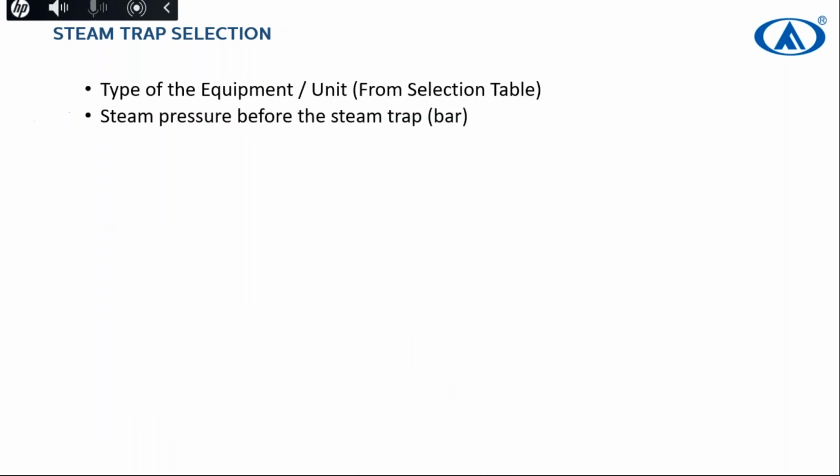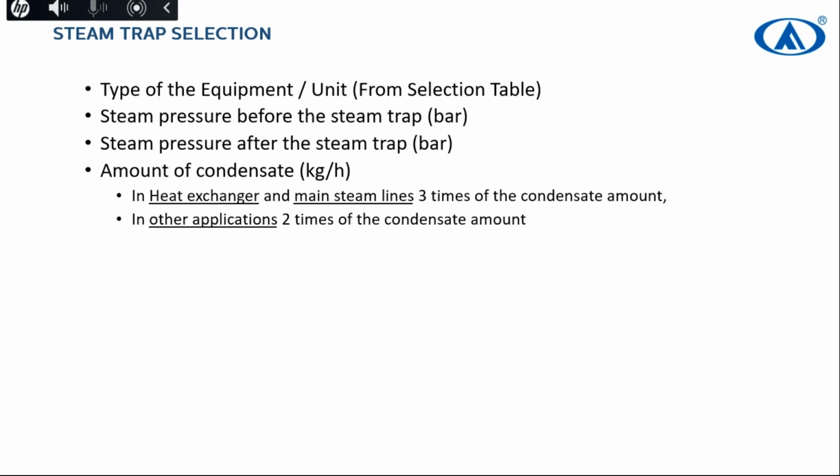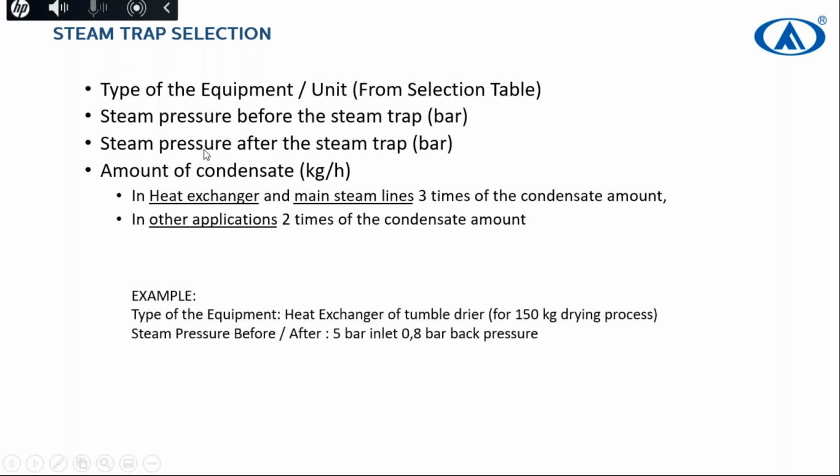So let's continue with steam trap selection. We need to know the type of the equipment. We need to know the steam pressure before the steam trap, steam pressure after the steam trap, and amount of condensate. For heat exchangers, you can multiply by 3 times more, and for other applications, you need to multiply by 2 times more the condensate amount to make it safe.